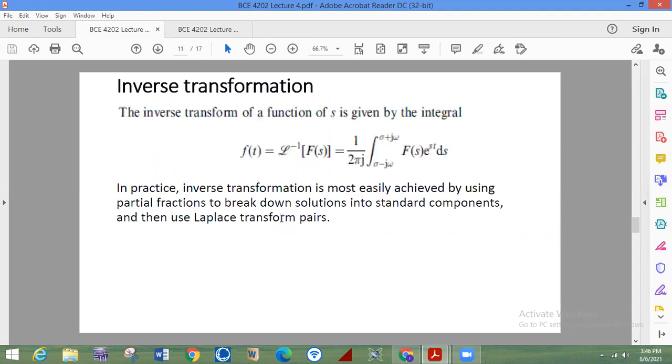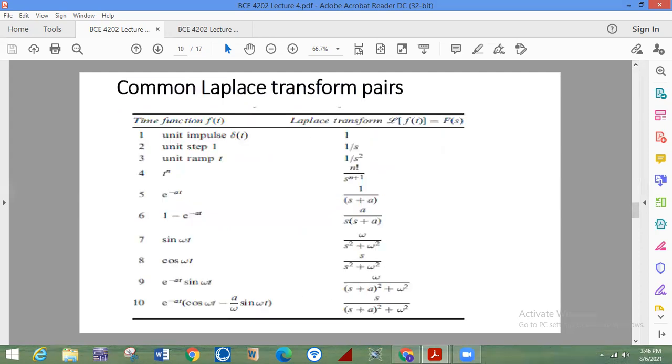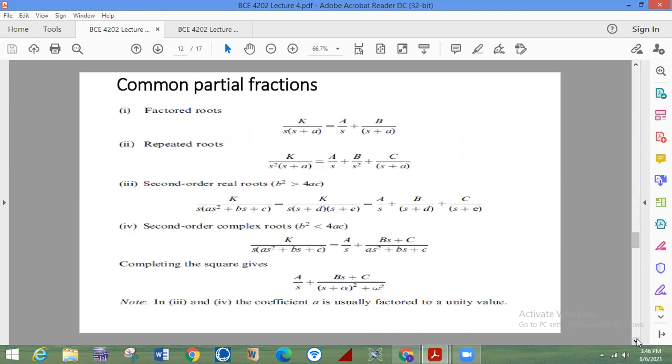Here in this slide, we are talking about the inverse Laplace transform of the function of s being given by this general form of the equation. In practice, inverse transformation is most easily achieved by using partial fractions to break down solutions into standard components and then using Laplace transform pairs. These are the Laplace transform pairs they are talking about. Really, this is a review of what we studied in engineering mathematics.